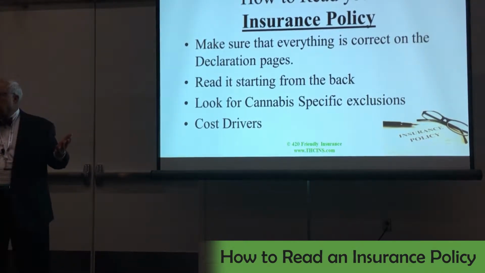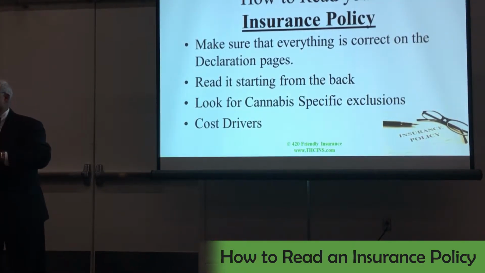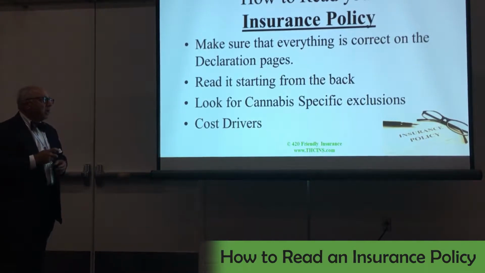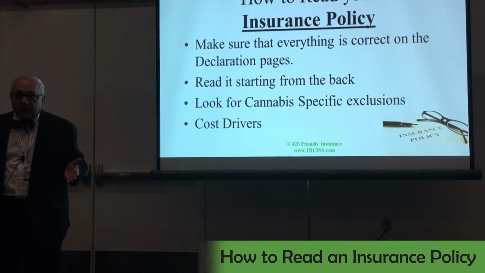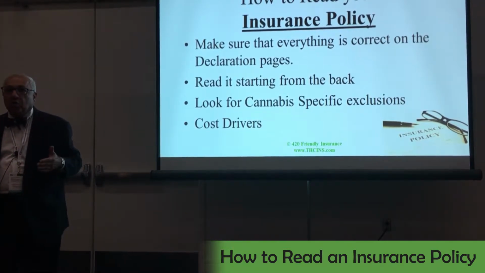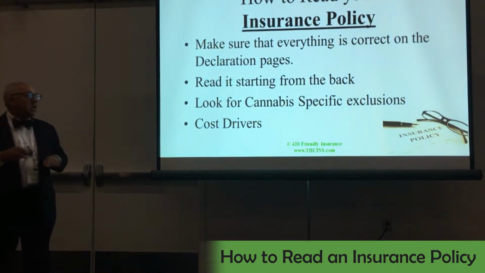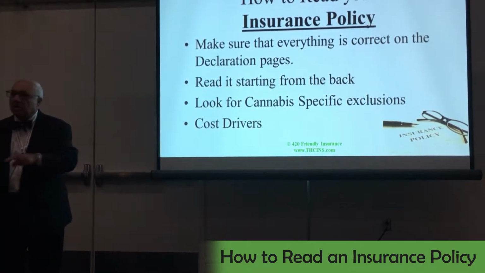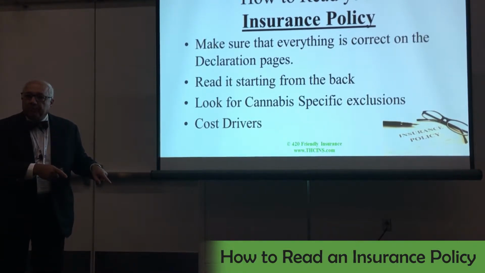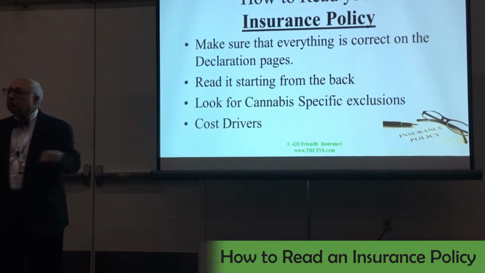They're the front pages. When you read the declaration pages, it says they cover everything. It says I have coverages for general liability, I have coverage for product liability, I have all of these great coverages. But if you read it from the back, which is what I encourage everybody to do, why? Oh, they tell you what they don't cover is in the back. All of the exclusions of a policy are usually in the back of the policy.